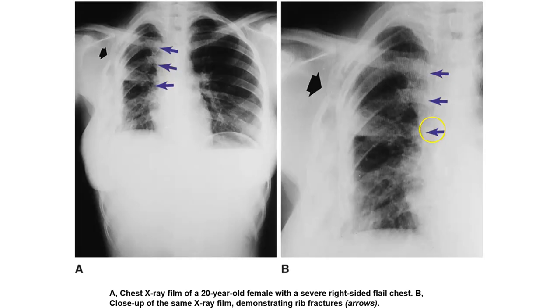On a chest x-ray, this is what you're going to see at the arrows. You will see the broken ribs, so the purple arrows show the medial, and the black arrow over here shows the lateral breaks in the rib. So you have those free floating pieces.